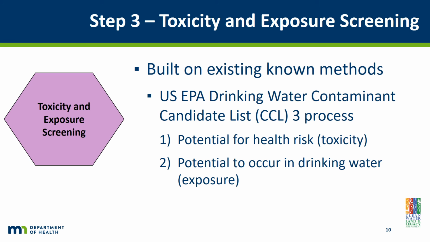Step 3 is toxicity and exposure screening. The task group endorsed the use of EPA's Office of Water CCL prioritization process as a starting point. EPA's process has been used for many years and was developed based on recommendations from the National Academy of Science and the National Drinking Water Advisory Council. The screening and prioritization process uses simple criteria to identify a contaminant's potential for health risk or toxicity and the potential to occur in drinking water, or exposure. More details regarding toxicity and exposure are provided in the next several slides.